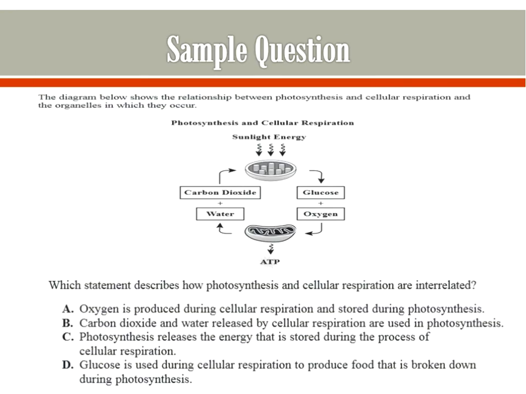And I got one more question for you guys. A, B, C, or D. This will close it out for the day. The diagram below shows the relationship between photosynthesis and cellular respiration. So which statement describes how photosynthesis and cellular respiration are interrelated? Is it A, B, C, or D?